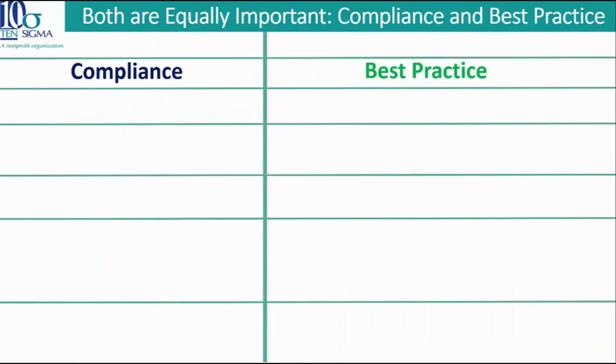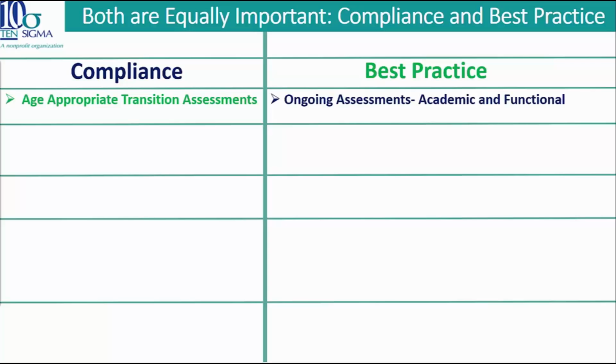Let's begin by talking about compliant aspects of transition and best practice aspects. Both are equally important when it comes to transition. One of the first things to consider with transition compliance is age-appropriate transition assessments. For these assessments to be considered best practice, the assessments are ongoing in both academic and functional skills.